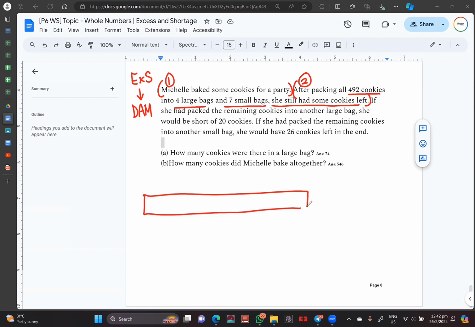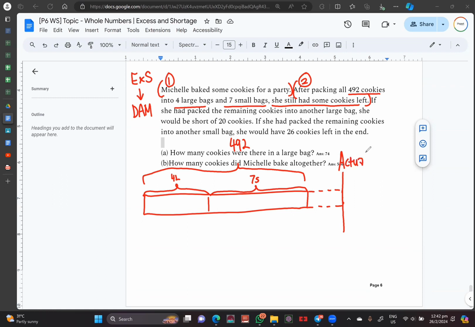I will show that I have 4 large bags over here. So this is 4L, and I will have 7 small bags over here. So this is 7S. And after packing all 492, this whole part is 492. She still had some cookies left, so we have the cookies left over here, and we can confidently say that this line shows that it is the actual. Michelle does not have anything more than this line. So we'll call this the actual cookies.